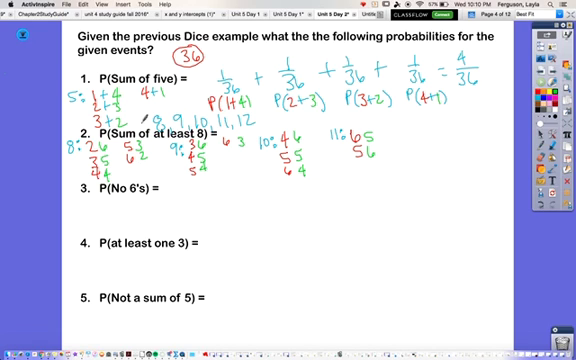So if I wanted the probability that I got a sum of at least 8, I would have 1, 2, 3, 4, 5, 6, 7, 8, 9, 10, 11, 12, 13, 14, 14 out of 36. But because I can reduce that by dividing the top and the bottom both by 2, I would get 7 over 18.